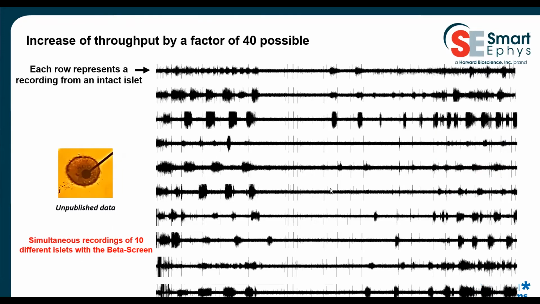So here I want to show you the increase of throughput. So this is a single recording with a beta screen device. I recorded simultaneously from 10 different islets with a beta screen, and each row represents a recording. And I just show you that because I did this recording within approximately 60 minutes, and I had a complete dose response curve. And before, at the very beginning of my project, this took me maybe 3 or 4 days to get such many traces. So this is really an improvement.